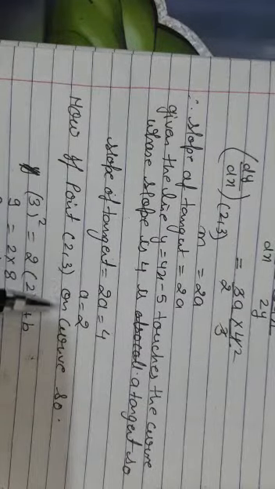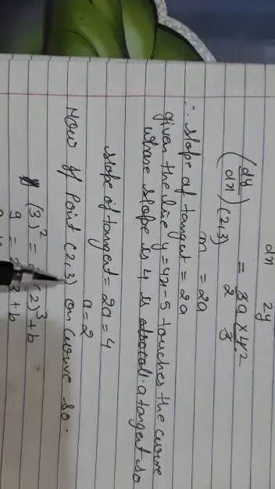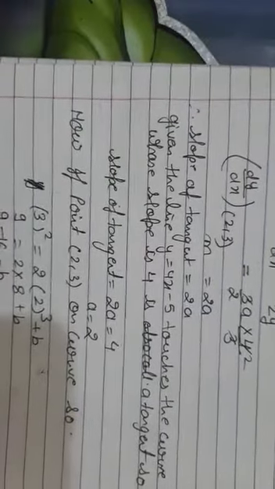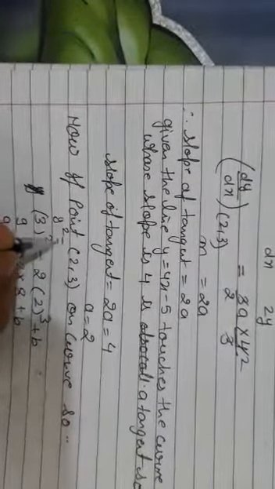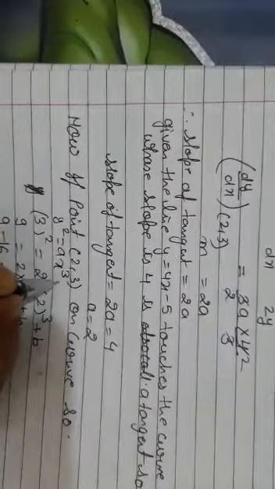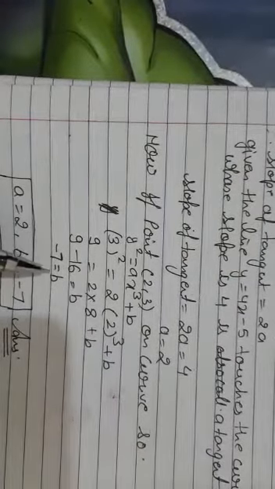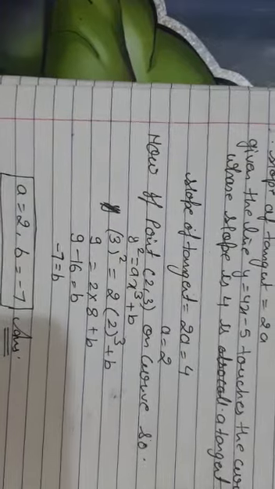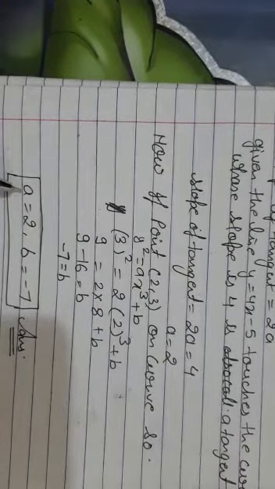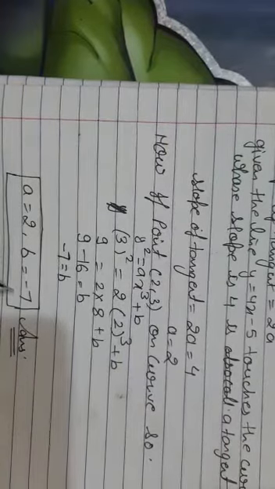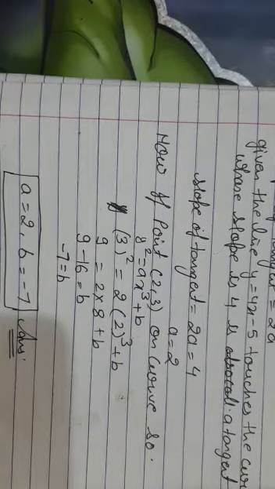Now the given point (2, 3) lies on the curve and a equals 2. So we put the values of x, y and a in the given curve, y squared equals ax cubed plus b. We can find the value of b, that is minus 7. So we complete our question and we find the answer: a equals 2 and b equals minus 7. Okay, understood?